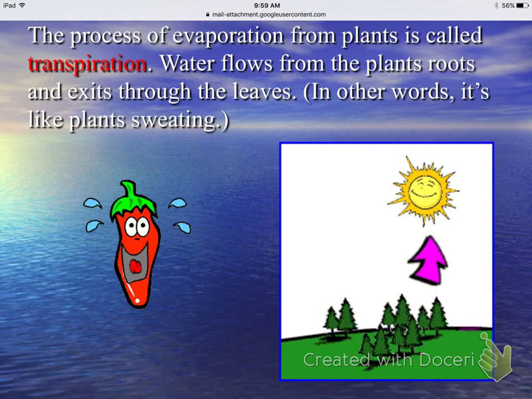So whenever water flows from the plant's roots or through the leaves, it gets on top of the leaves and then it evaporates up into the sky. So in other words, it's pretty much like the plants are sweating. It loses that water, the water gets heated up, and it turns into a gas.